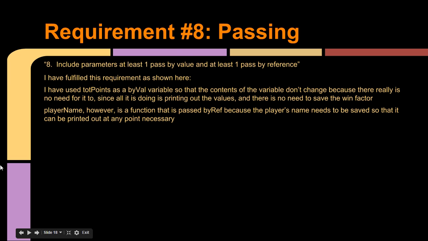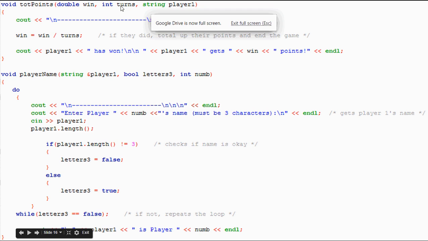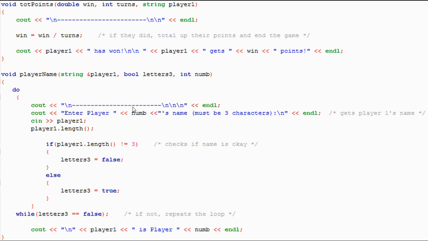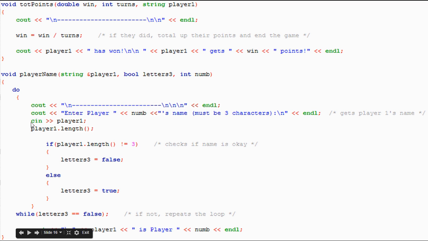So, requirement number 8, passing. Oh yeah, and those are the parameters. Sorry about that. The parameters, which is kind of what I used before. Total points uses turns, which is a variable that gets added to 1 every time the turn progresses. So basically, if you win in, say, 5 turns, you get more points than somebody who wins in 10 turns. It all depends on how quickly you win. And there's game board that uses the constants, player name that uses either player 1 or player 2, and the Boolean correct name, which is the loop that repeats itself until the Boolean is true.